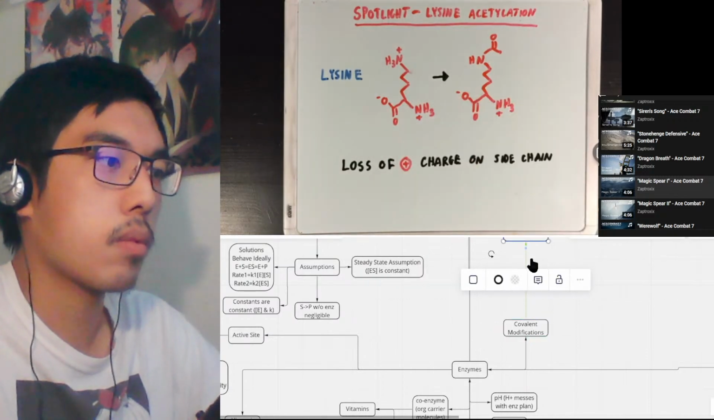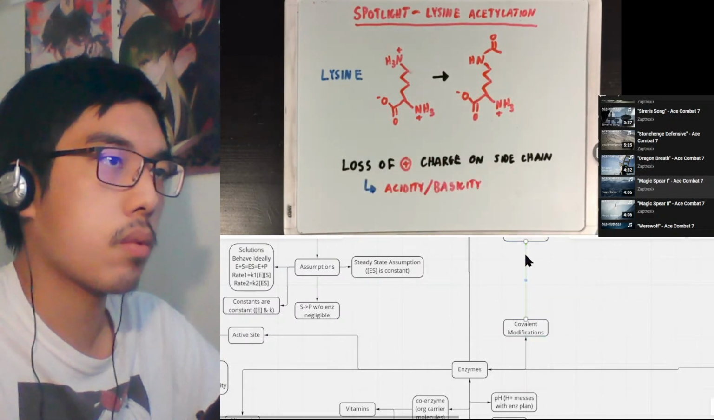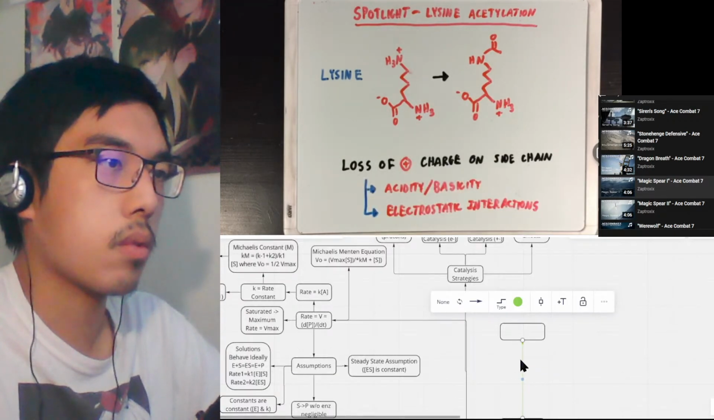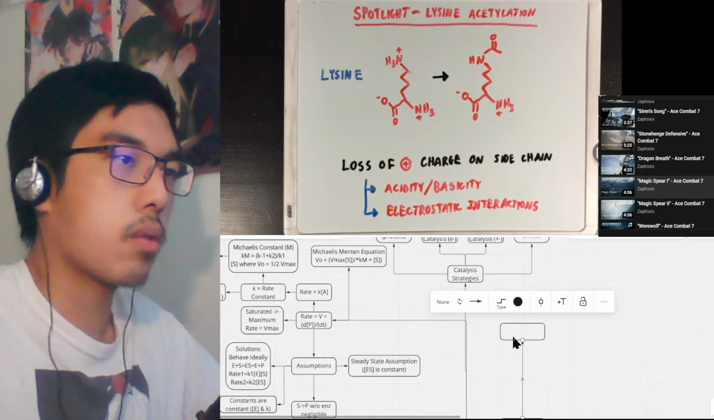The loss of that positive charge can change a few properties of the amino acid, including changes to the lysine's acidity and basicity, since it can no longer exchange protons as well, and it will also influence lysine's electrostatic interactions with other charged molecules, since it's lost that positive charge. So even a small modification, like the addition of an acetyl group, can have significant impacts on the protein overall.